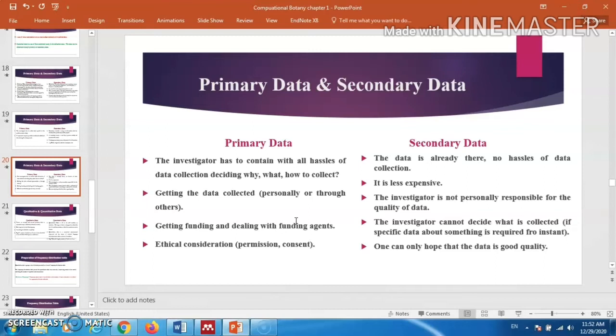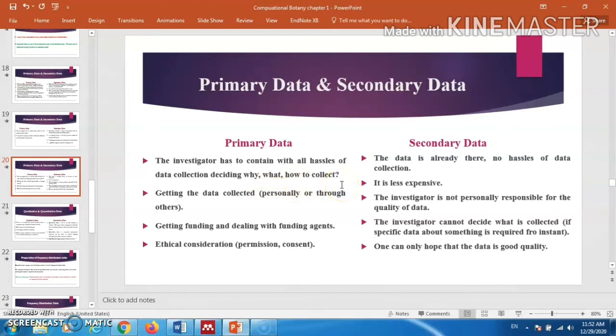You should always refer to the primary data in case of scientific research. And some next features: the investigator has to contend with all hazards of data collection, deciding why, what, and how to collect.